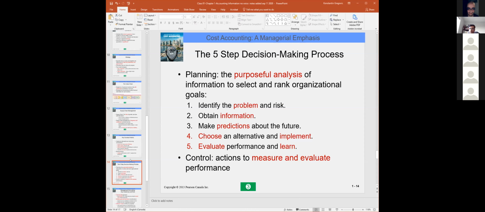Again, for the purposes of this course, we're not necessarily going to be doing too many alternatives. We're going to be doing the predictions or the calculations or the analysis.